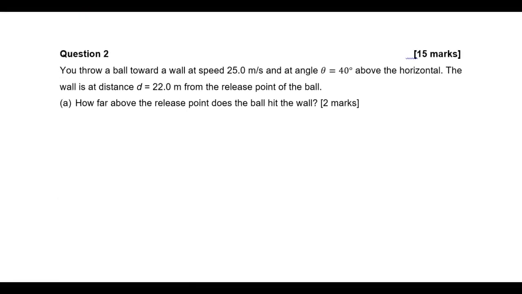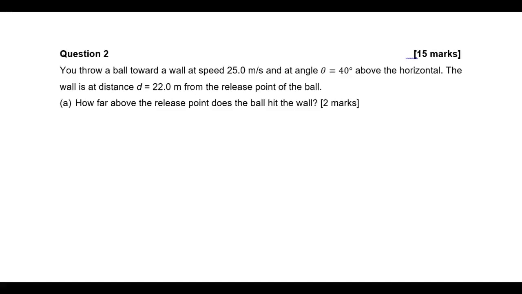You throw a ball at the wall at speed 25 meters per second at angle 40 above the horizontal. The wall is at distance 22 meters from release point of the ball. How far above the release point does the ball hit the wall? How do you solve this question? You have to first of all find the time of flight. How much time is required to travel 22 meters given the speed with the angle?